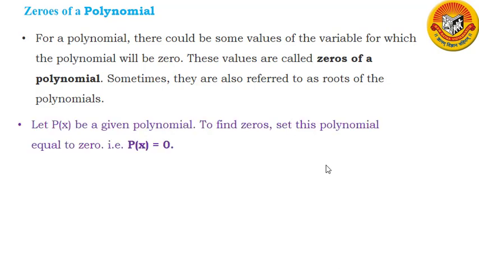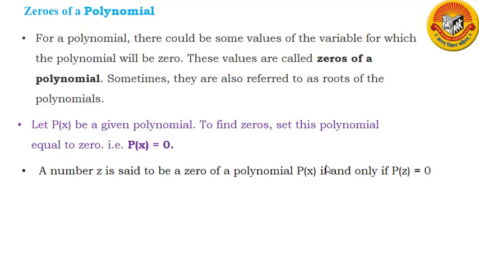Now see how we can find the zero of a polynomial. If p(x) is a given polynomial, to find zeros, set this polynomial equal to 0, that is p(x) equal to 0, and solve this equation. A number z is said to be a zero of polynomial p(x) if and only if p(z) is 0, right? So if in place of x I put say z and the whole answer I get as 0, then z is a zero of the polynomial.